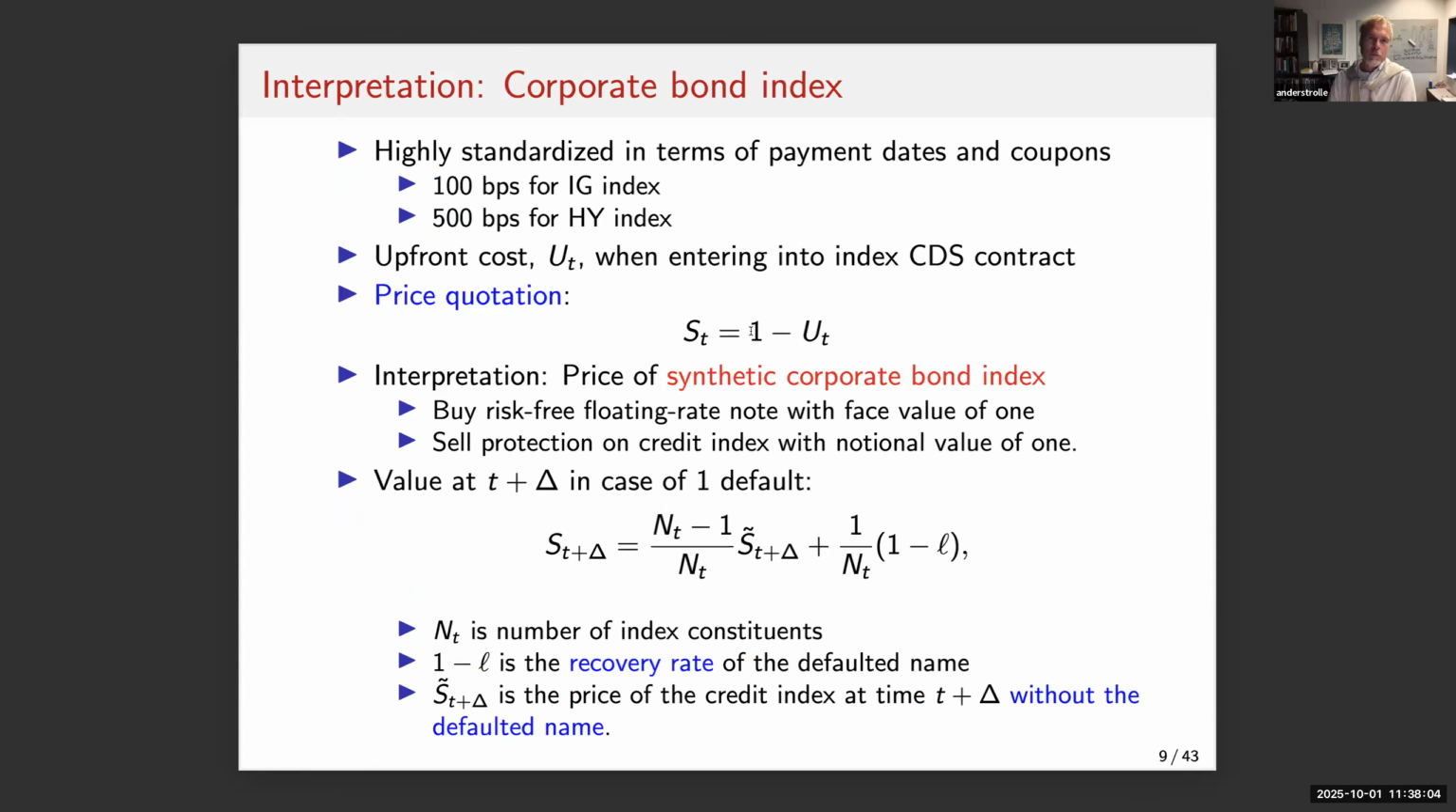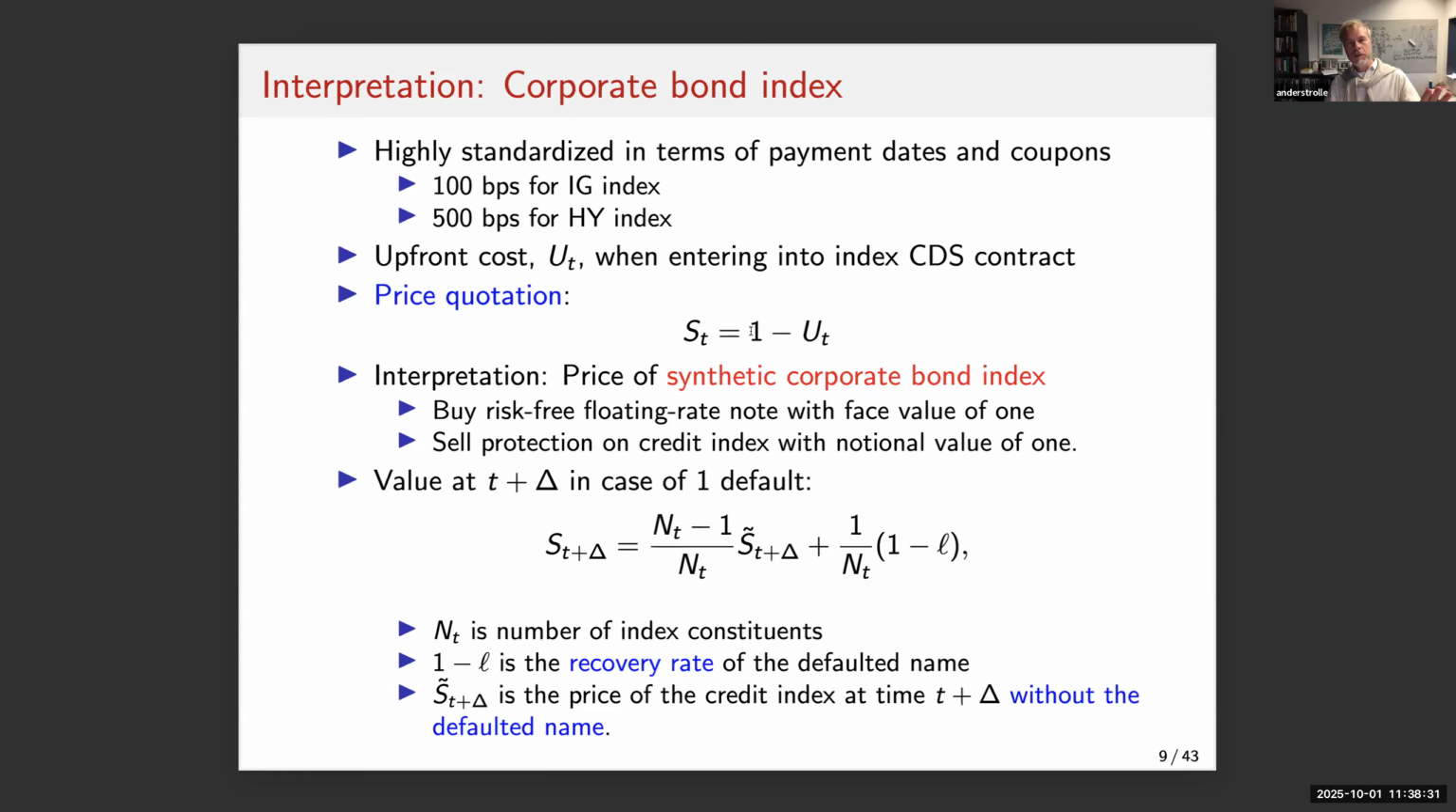And so how are they priced? They're highly standardized, both in terms of payment dates and in terms of the coupons. The IG indices have a coupon of 100 basis points, the HY indices have a coupon of 500 basis points, but it also means that there's an upfront cost when you enter into the index CDS.